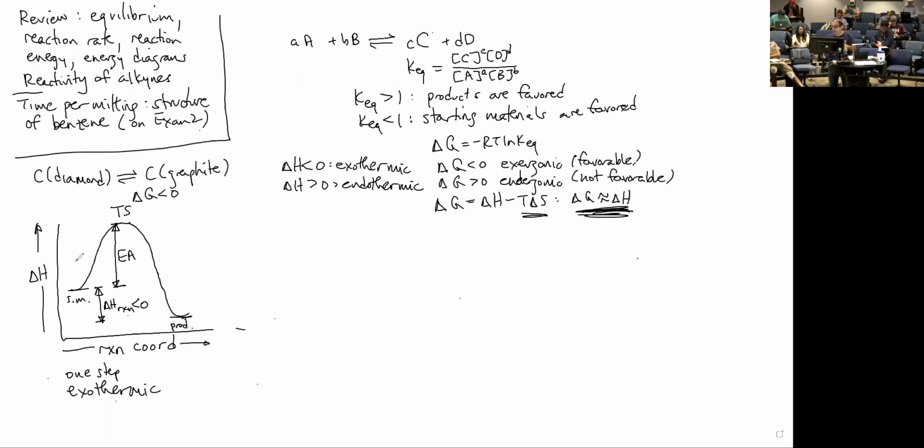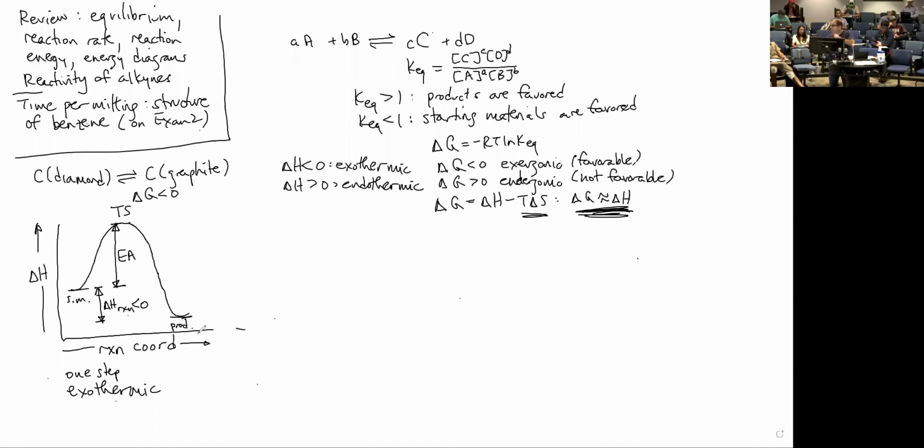And there's always a barrier. It never just goes plunk straight to the product like that. There's always some barrier. It might be very low, but there's always a barrier. What else was I going to say about that? Nothing at the moment. So just let me make sure I haven't missed anything. Yeah, one step, exothermic. Yep, we're in good shape.